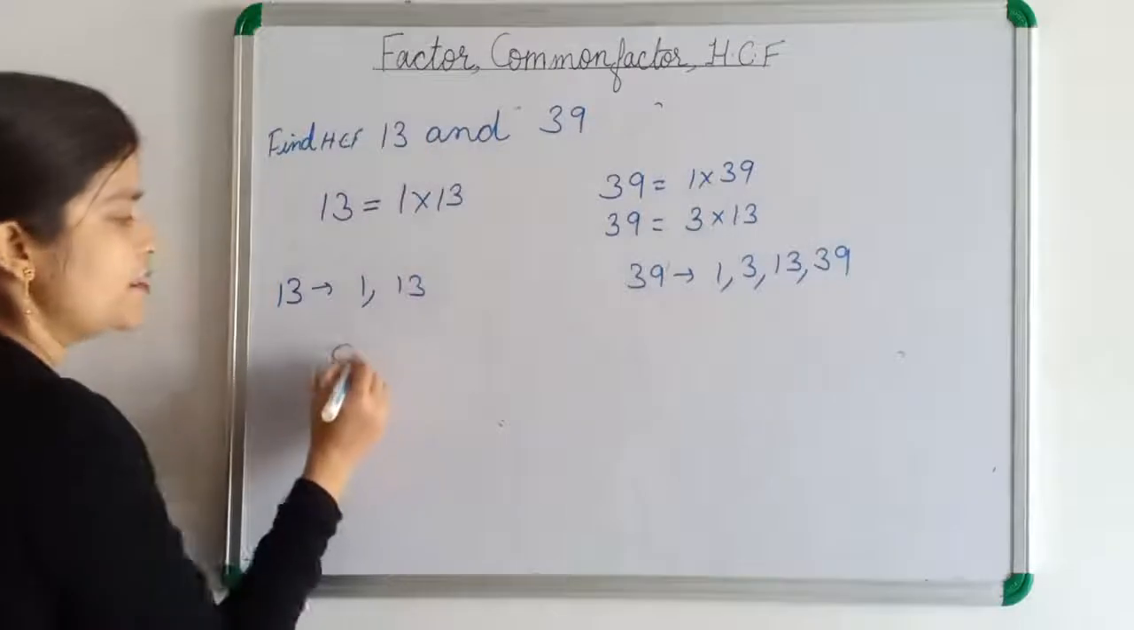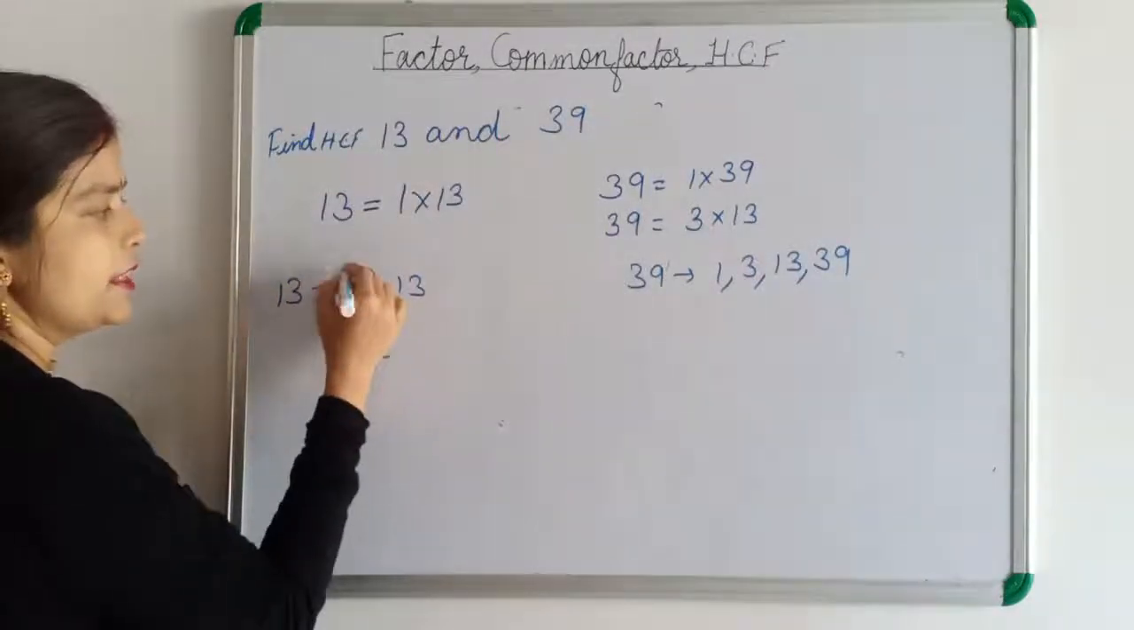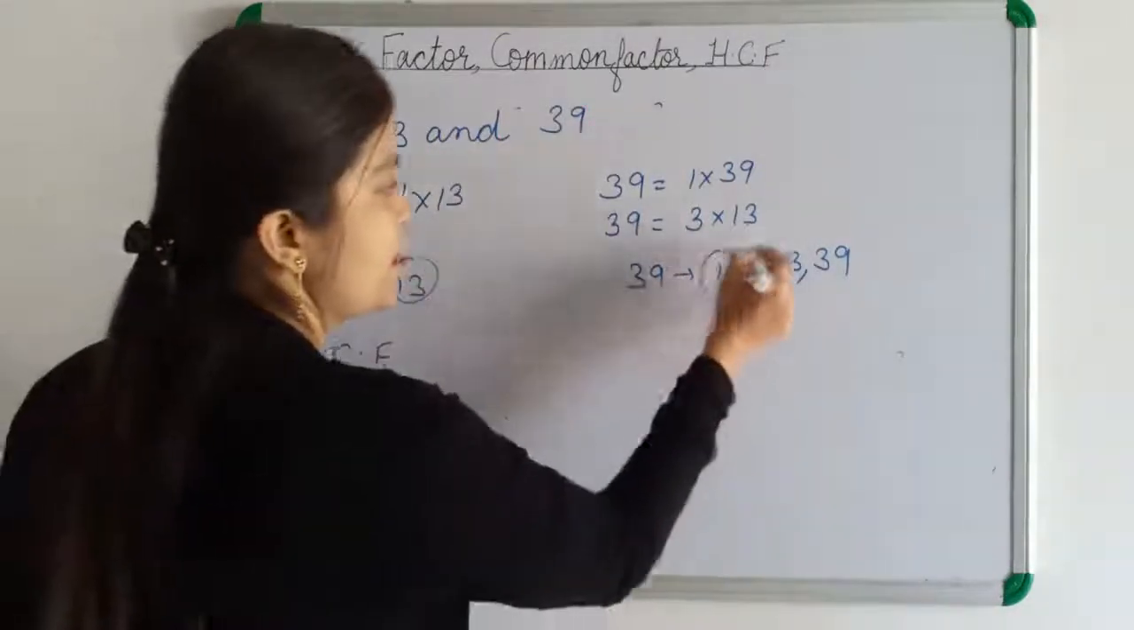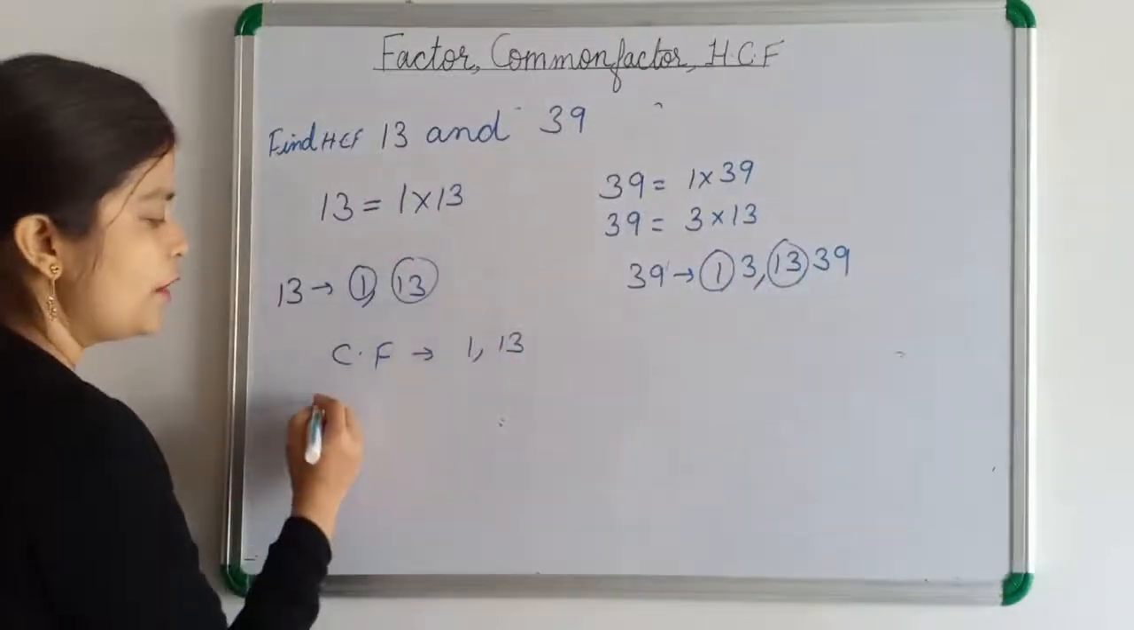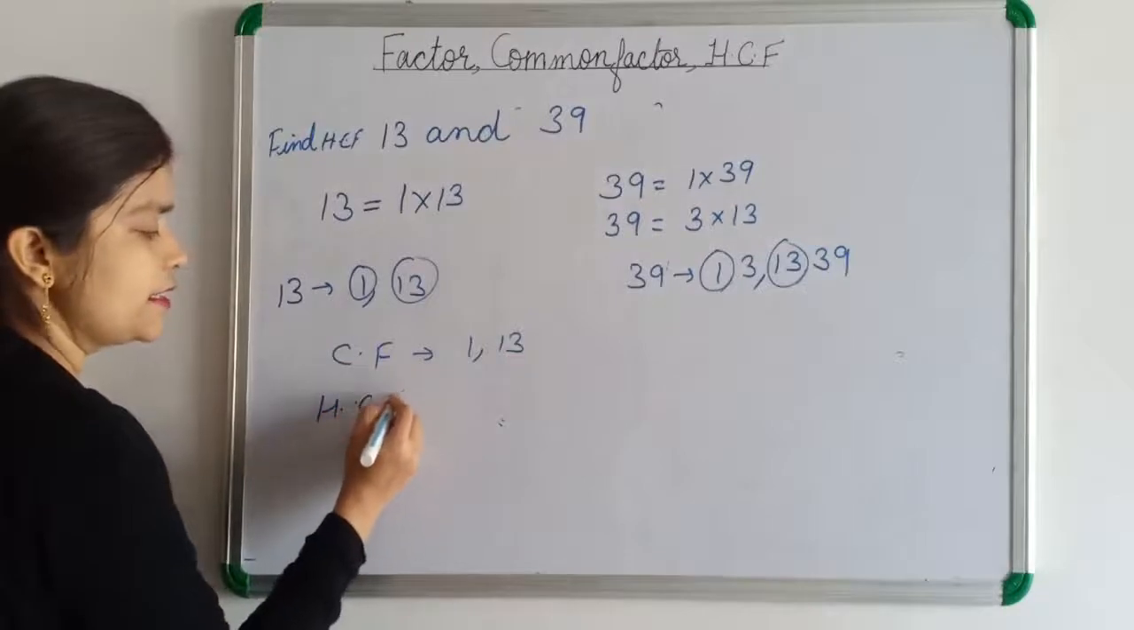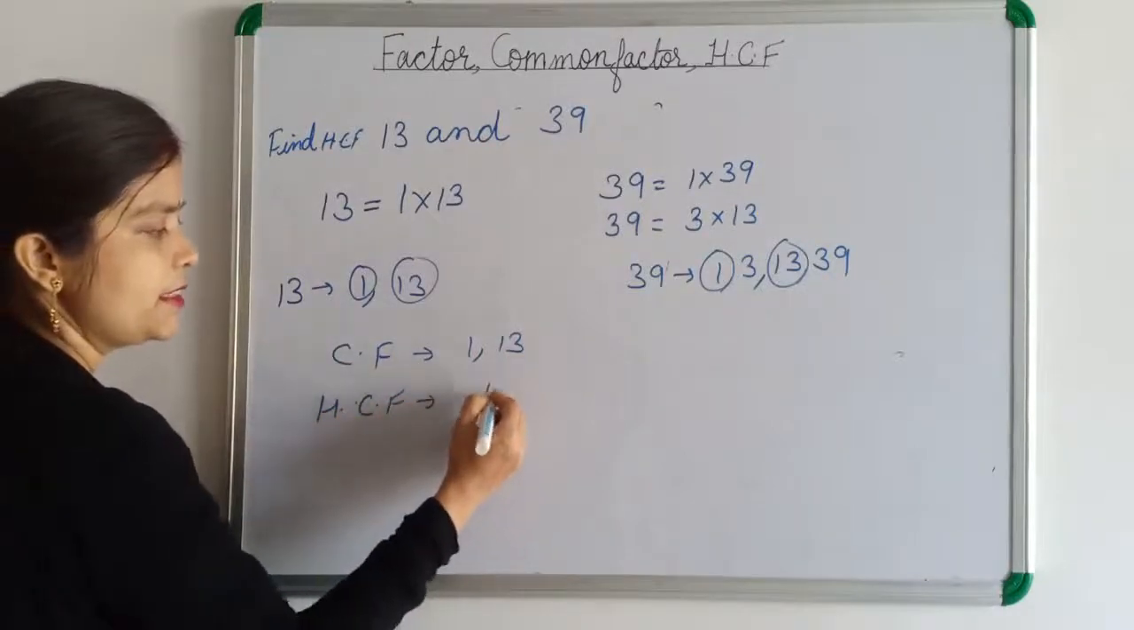Now we have to check the common factors. What are the common factors? 1 is a common factor, 13 is a common factor. Okay, so the common factors are 1 and 13. What is the highest common factor? Which one is highest? So the highest common factor is 13.